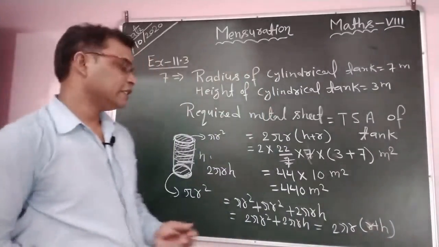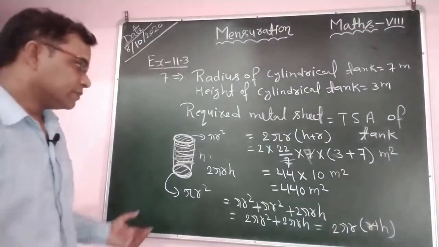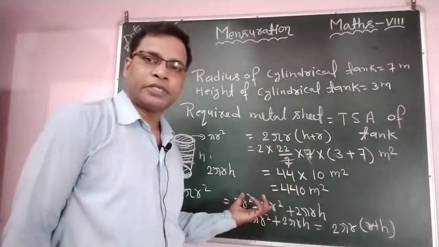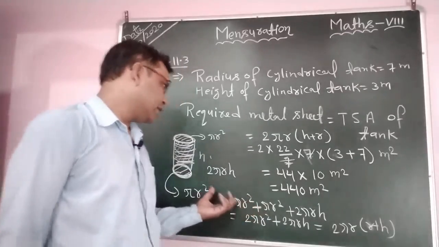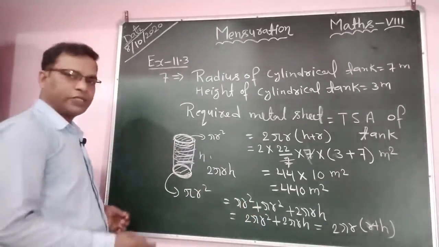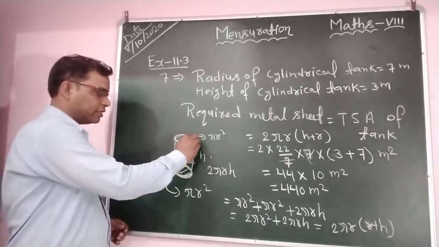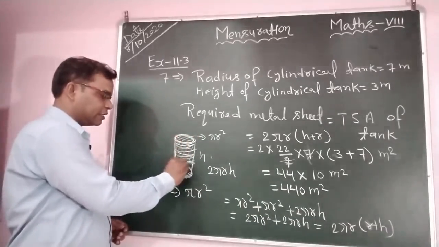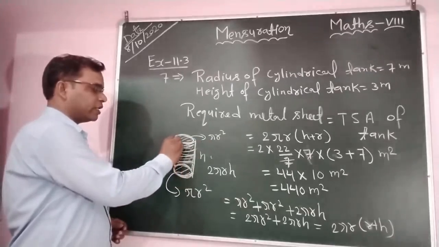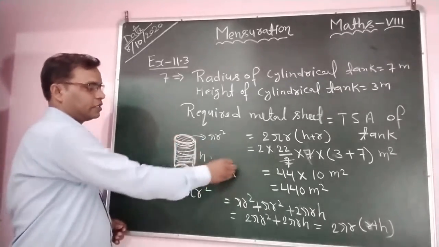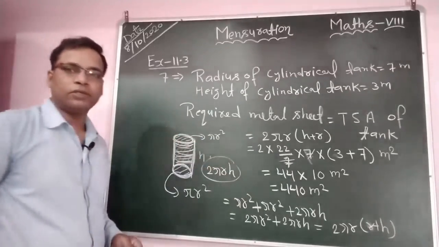So this is the total surface area of a cylinder. But if we talk about the curved surface area of a cylinder, this is this part. This part is the curved surface area of the cylinder. This is called 2 pi rh. So students, I hope you all understood.